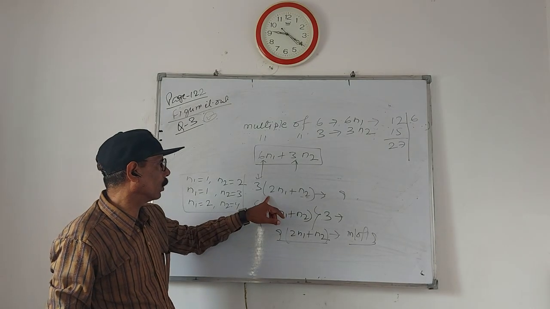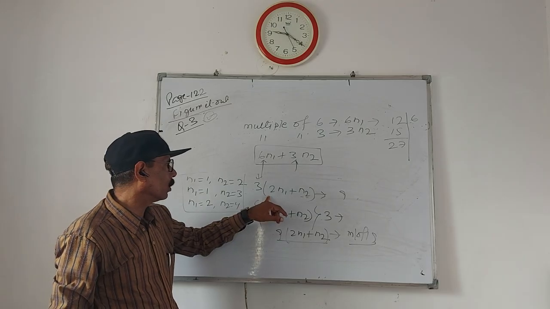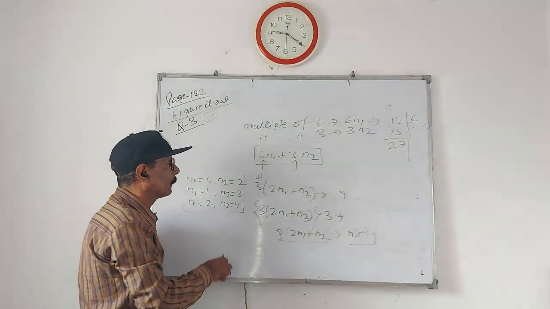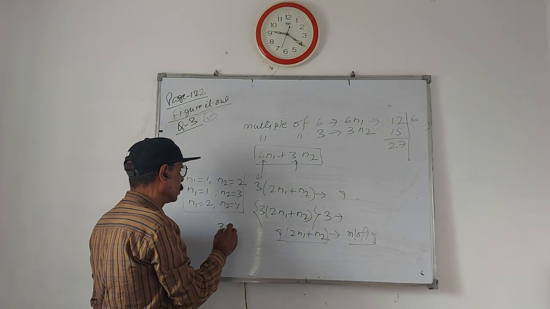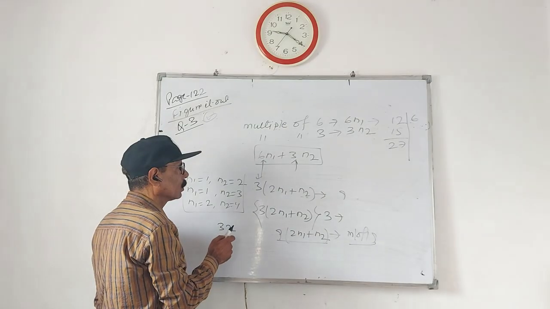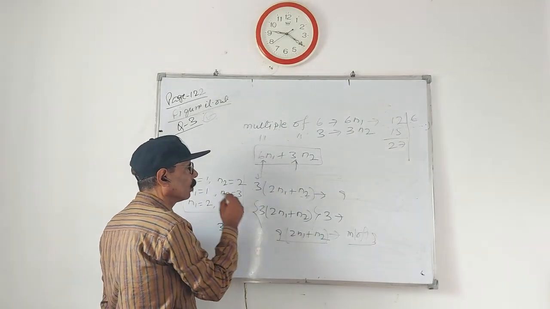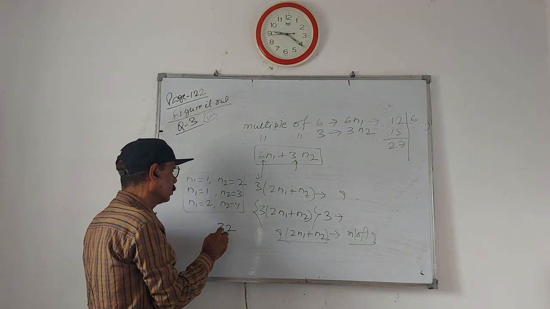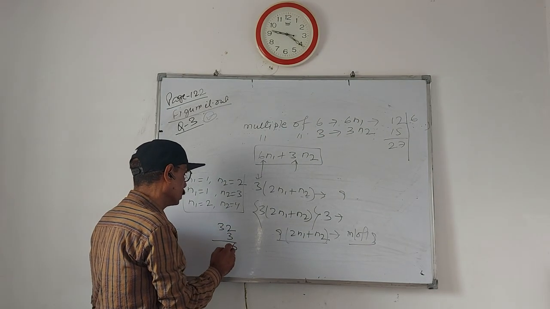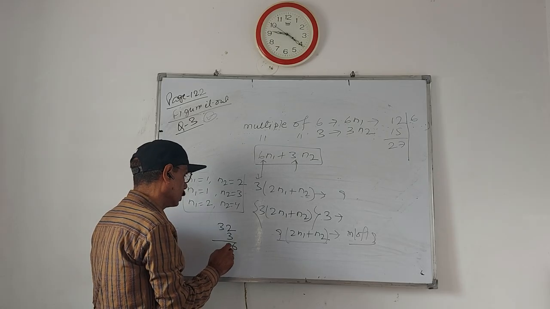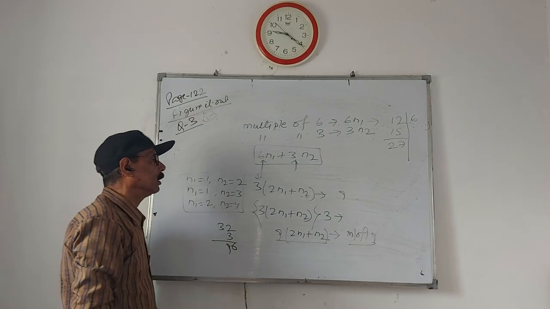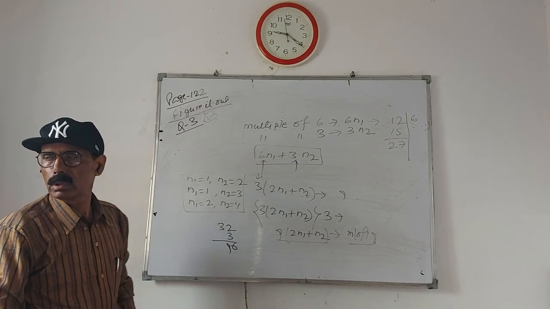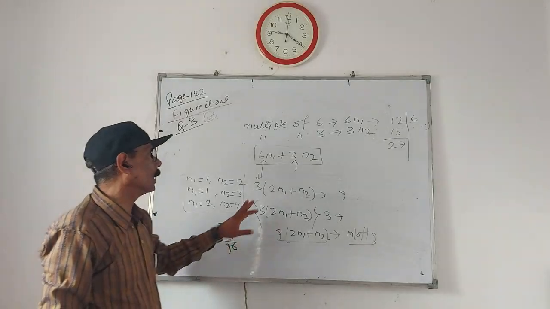Suppose it is 10, so 20, and suppose this is 12. So 20 plus 12, 32. Suppose this is 10, so it becomes 20. Okay, this becomes 12. So 20 and 12, 32 into 3, 3 3 9, so 96, not a multiple of 9. It is not coming as a multiple of 9. Understood?